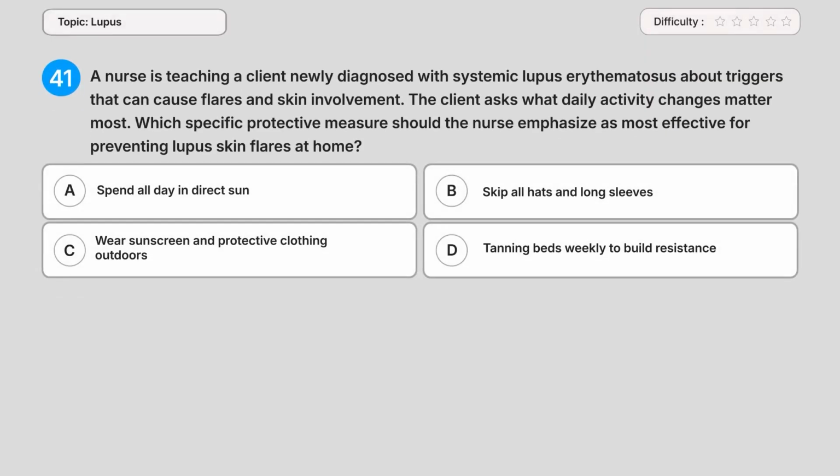41. A nurse is teaching a client newly diagnosed with systemic lupus erythematosus about triggers that can cause flares and skin involvement. The client asks what daily activity changes matter most. Which specific protective measure should the nurse emphasize as most effective for preventing lupus skin flares at home? A. Spend all day in direct sun. B. Skip all hats and long sleeves. C. Wear sunscreen and protective clothing outdoors. D. Tanning beds weekly to build resistance. Do you know the answer?